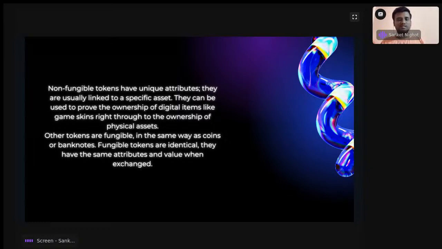Other tokens are fungible, like coins or banknotes, which are fungible tokens and identical. They have the same value when they are exchanged. But with an NFT, if I purchase an NFT today for $100 and after a few months the hype about it increases, I may sell it for $1,000 or $2,000, depending on the value that the NFT provides. I hope the topics are clear.